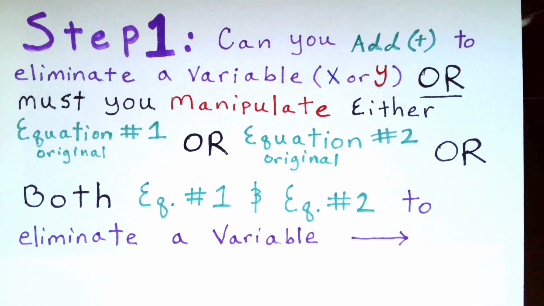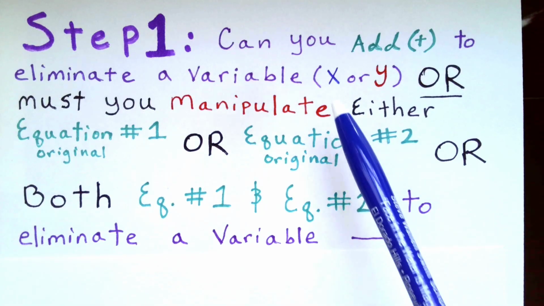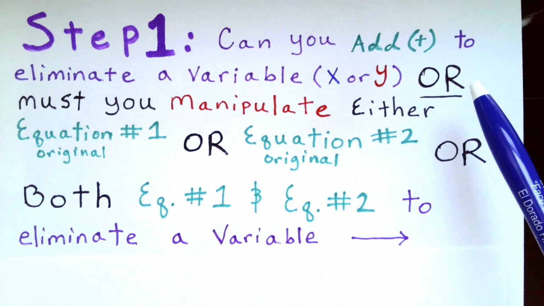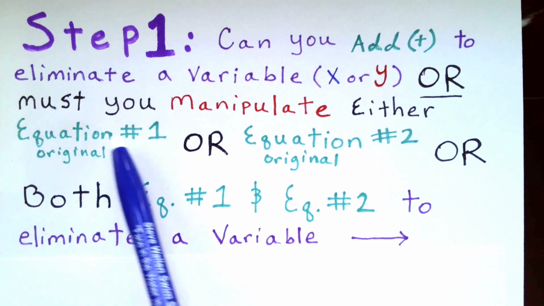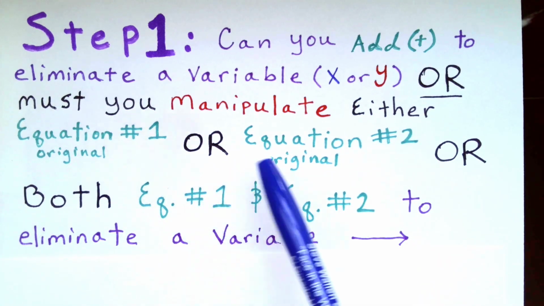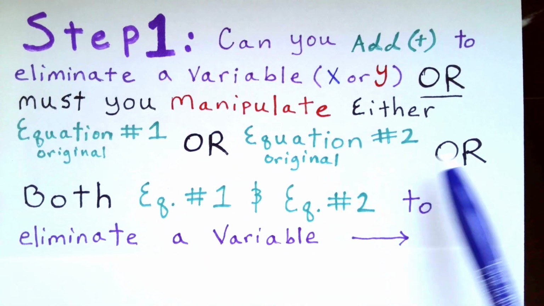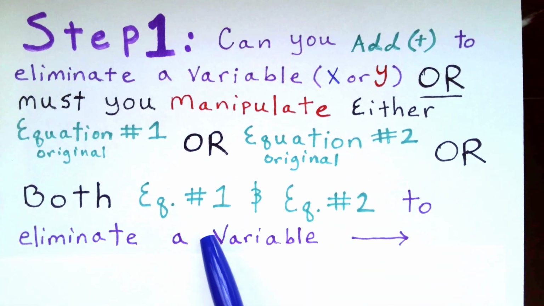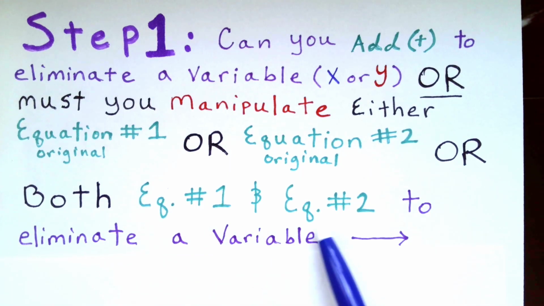So remember, in this first step, step 1, you can add the variables, the x's, the y's, to eliminate a variable, x or y. Or you can manipulate either original equation 1 or original equation 2, or you can manipulate both, in order to eliminate a variable. Remember, we're going to add these like terms together to try to eliminate them.